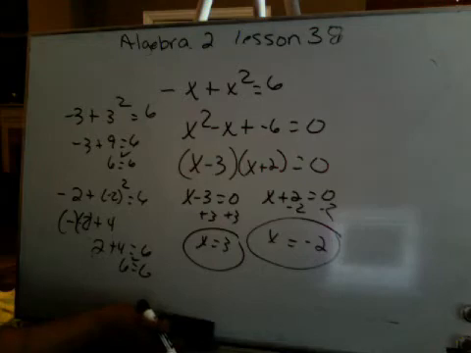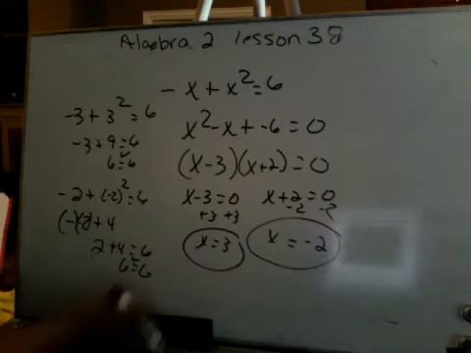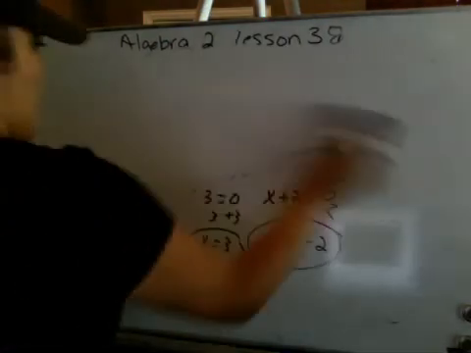So the zero factor theorem can be extended to the product of any number of factors by saying that if the product of two or more factors equals 0, then one or more of the factors must equal 0. So let's look at another example.